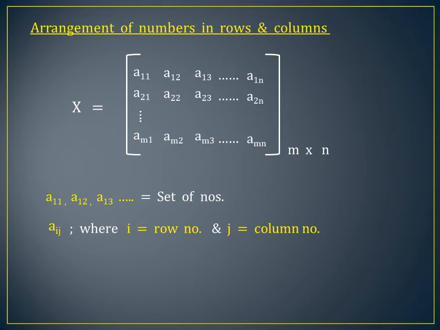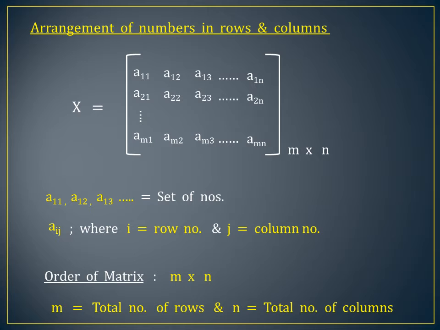Now what is m into n? M into n or m by n, which is written outside the matrix, is called the order of the matrix. So it represents the total number of rows and columns that are present in the matrix. So let's move on and look at some examples to understand all these concepts better.